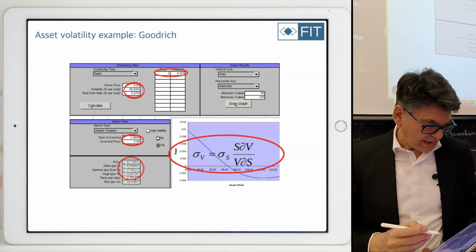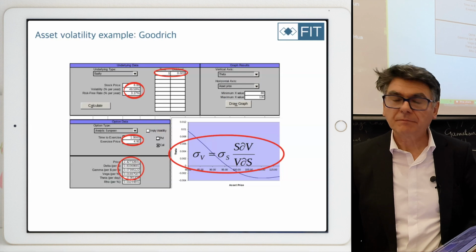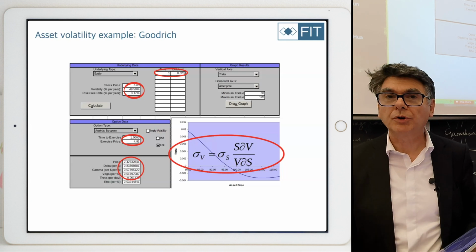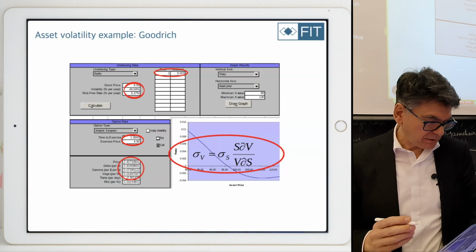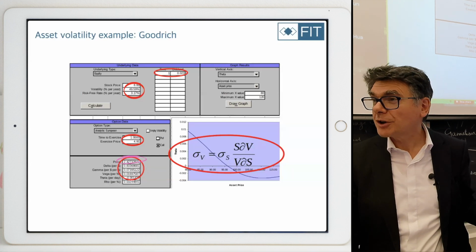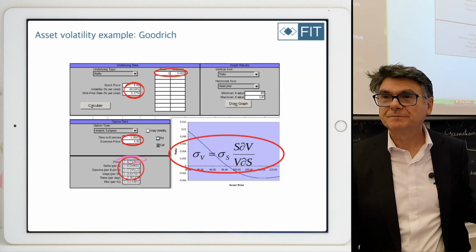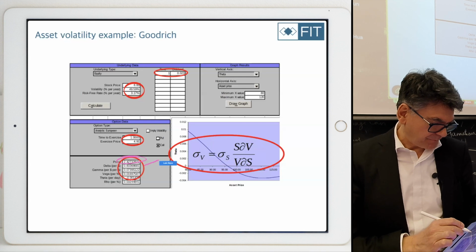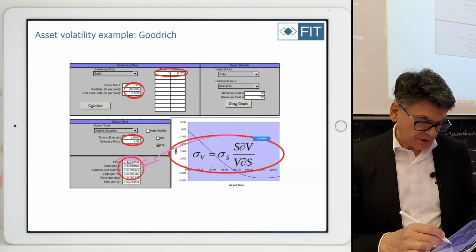And then I hit calculate. Oh, by the way, I do a call, not a put. And then I hit calculate. When I hit calculate, what do I get? I get the price. That's the price of the option. That's the price of the stock in the Merton model. And I also get the delta. The delta I need because the delta goes here.